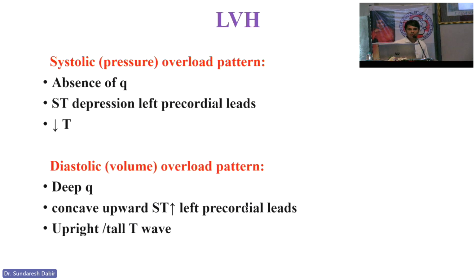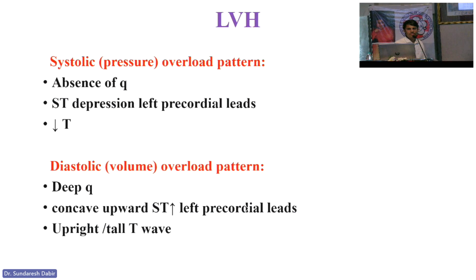Okay. In systolic overload, there is absence of the Q wave, ST depression in the left precordial leads, and T inversion. And in diastolic overload, there is presence of the Q wave, concave upward ST in the precordial leads, and an upright tall T wave. So this is LVH with pressure overload, in which you see prolonged ventricular activation time, the transition zone in V2 to V3, loss of the Q wave in V5 and V6, and the presence of ST depression or ST-T changes in V5, V6, lead 1 and AVL. It is pressure overload and is mostly seen in hypertensive patients and AS patients.